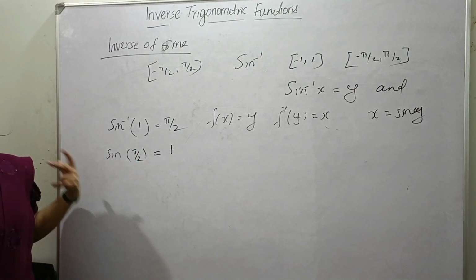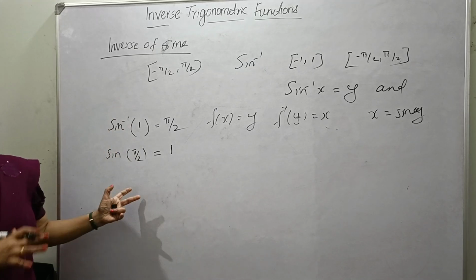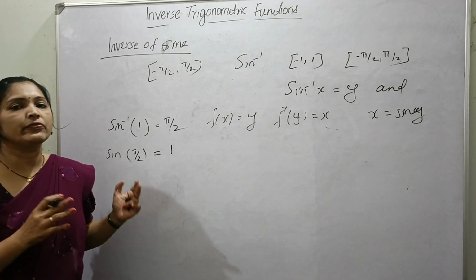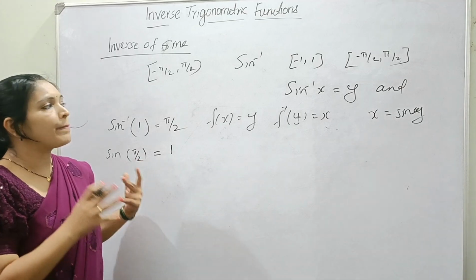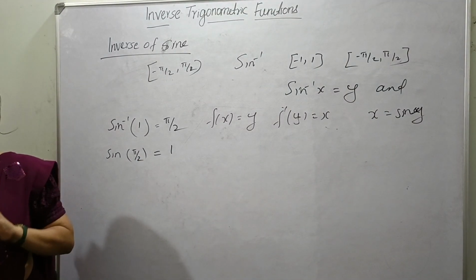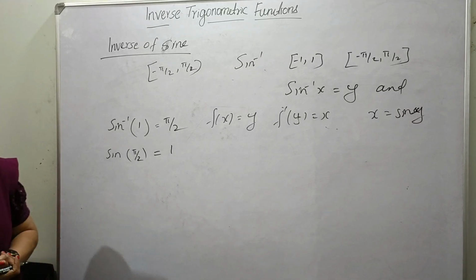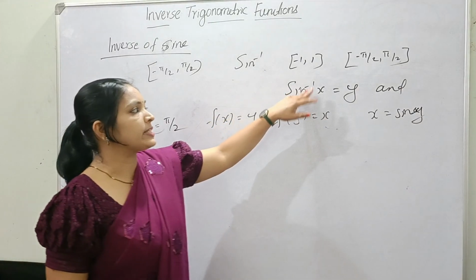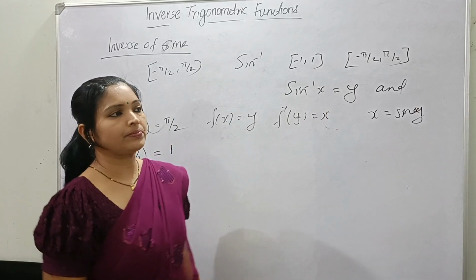Okay, that's all. So therefore, here we have learned what is the sine inverse function. Sine inverse function is a function with domain minus 1 to 1 and range minus pi by 2 to pi by 2, such that sine inverse x is equal to y.